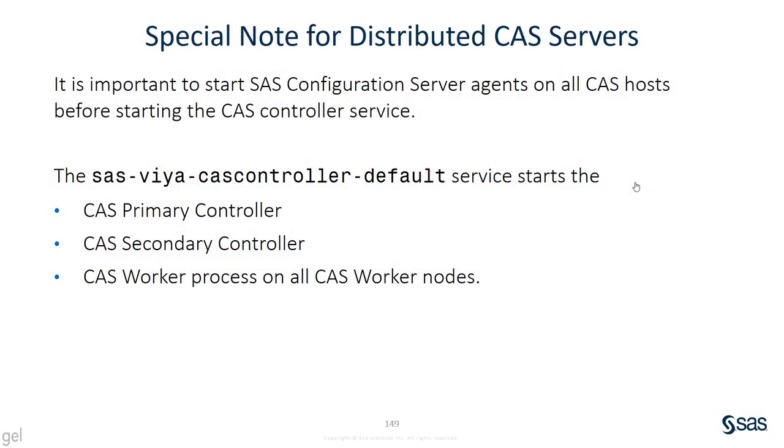Just a kind of a special note about the CAS environment. In our particular workshop environment, we have 3 pieces of CAS. We have a primary controller, we have a secondary controller, and we have a worker. Right? I don't really have to start all 3 of those myself. All I have to do is start the controller, and it takes care of starting all the other CAS components. So really the only piece you have to start is your primary controller, and it will take care of the rest of the CAS pieces for you.